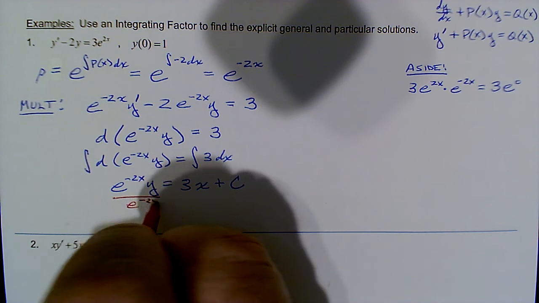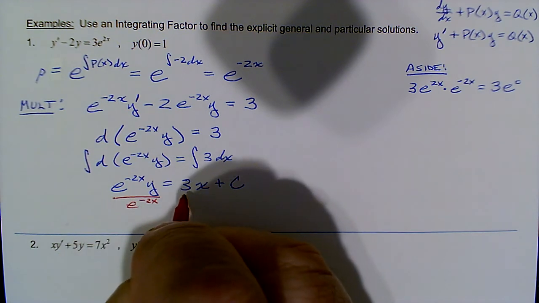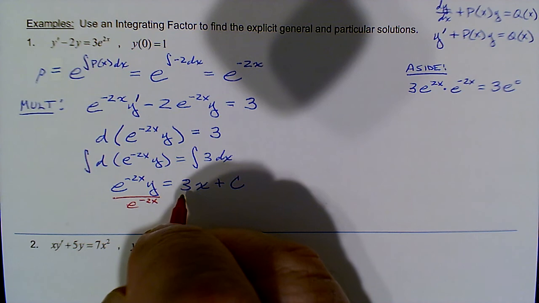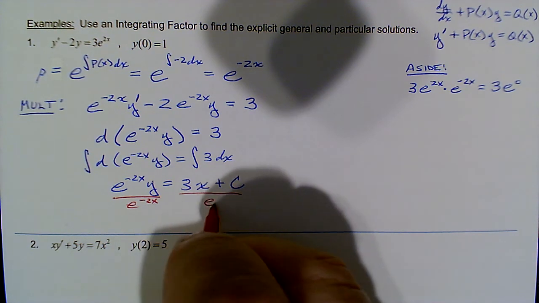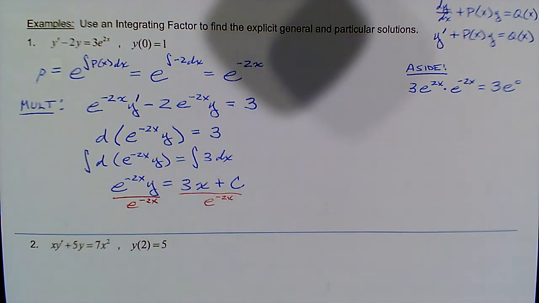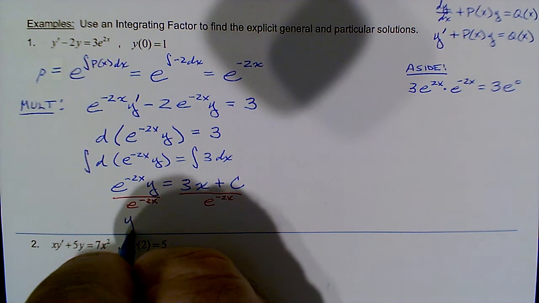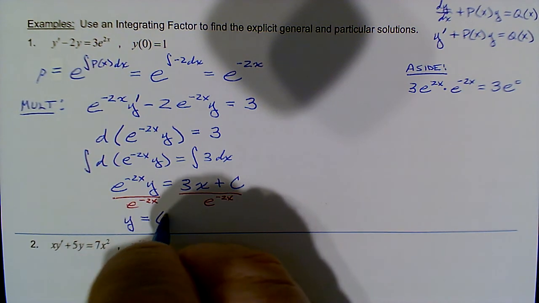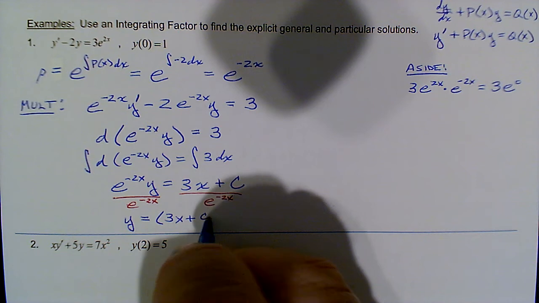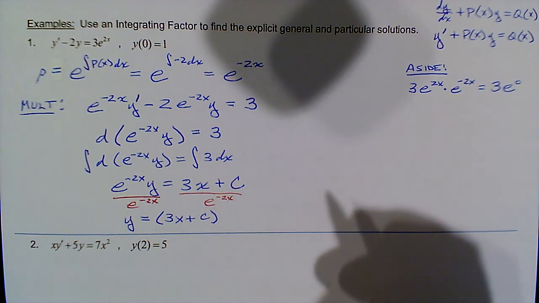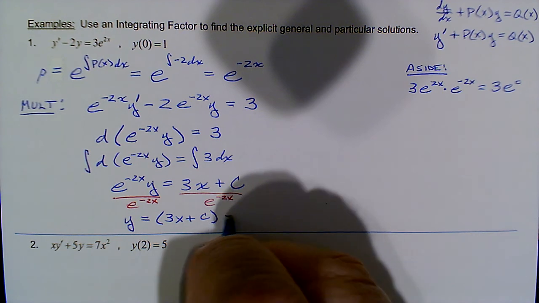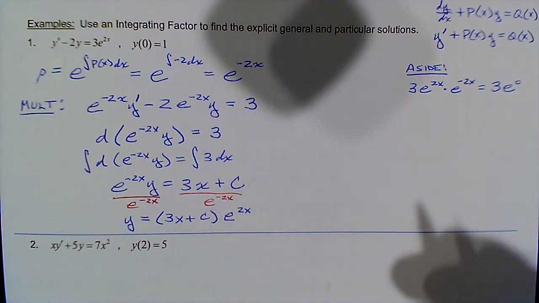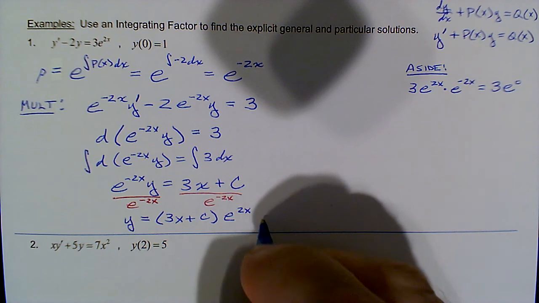And now to solve for y, we could divide by e to the negative 2x, and so you could think of dividing both sides by e to the negative 2x literally. And that'll give us y. And one way to express this is as the quantity 3x plus c, but then times, let's bring this e to the negative 2x up to the numerator as e to the 2x. And that's going to be our general solution.